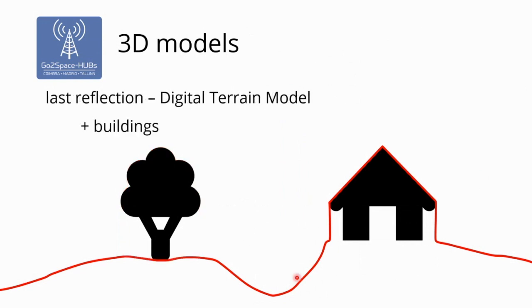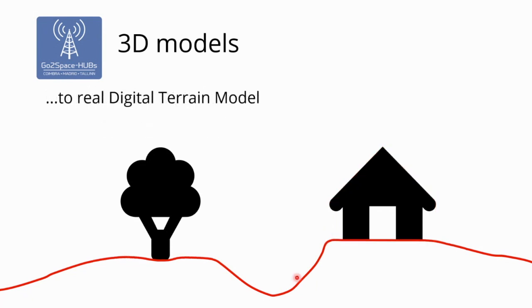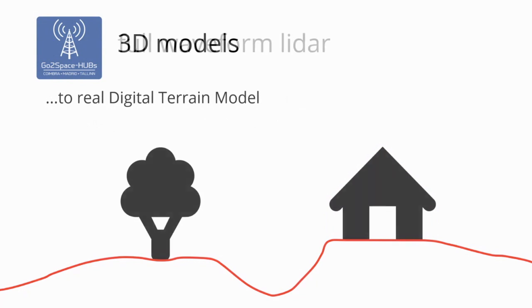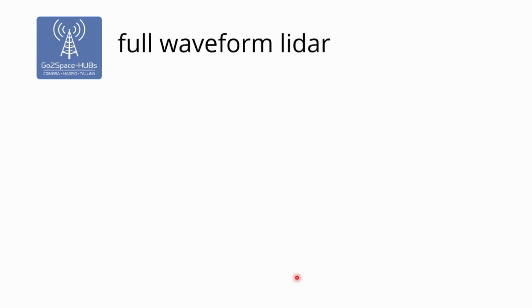But using these last reflections, we can create something between digital terrain models. So it's only ground and this digital surface model, because we can easily find those trees using this last reflection. But of course, it doesn't work with buildings, with other solid objects. But we can quite easily filter those buildings out, so we can create real digital terrain models. So this is how we can use this information.